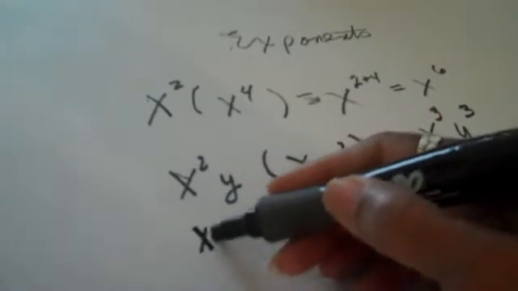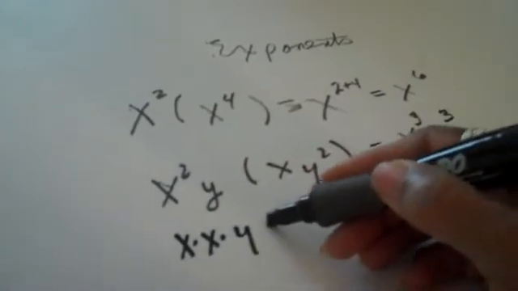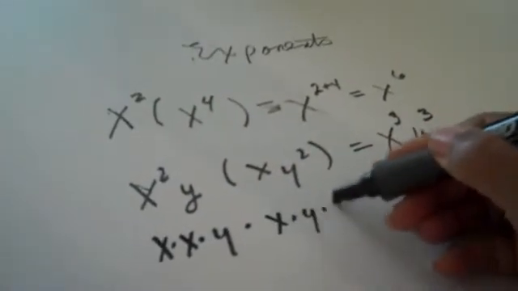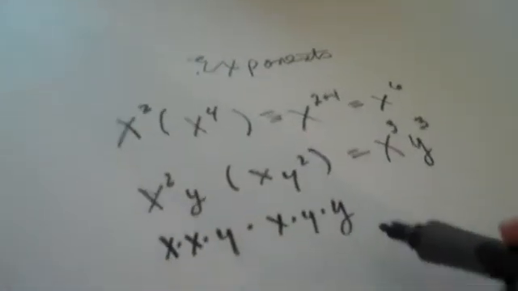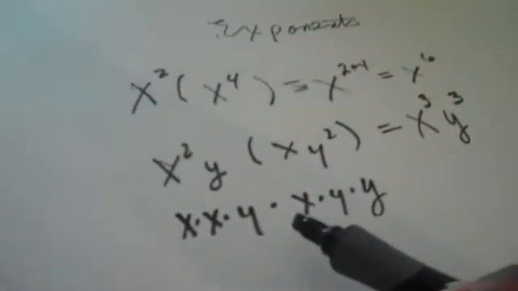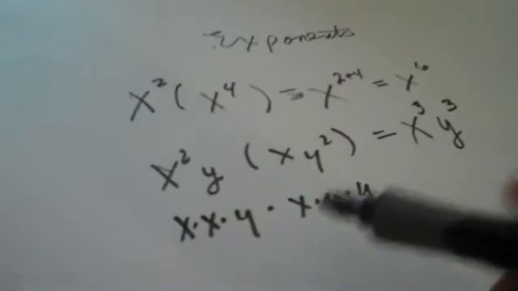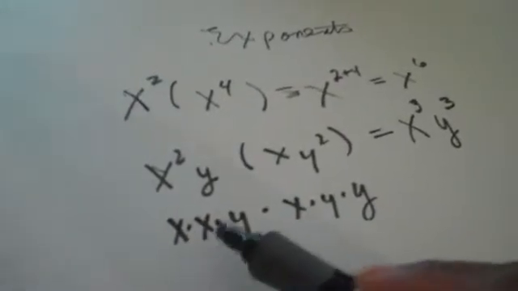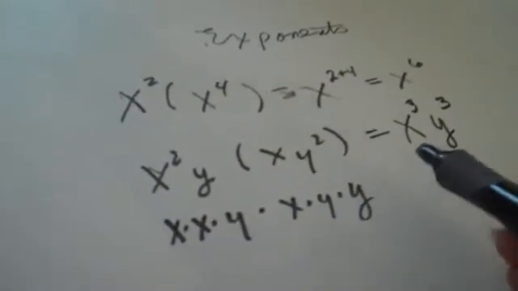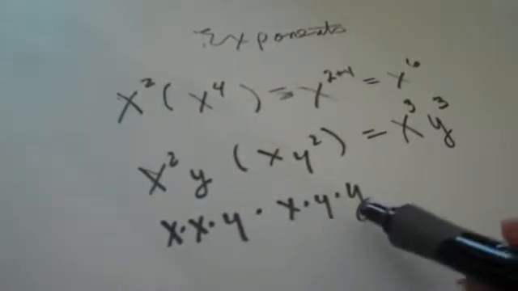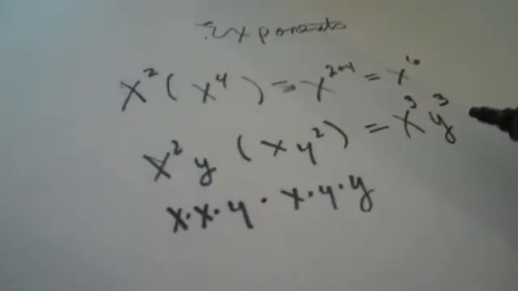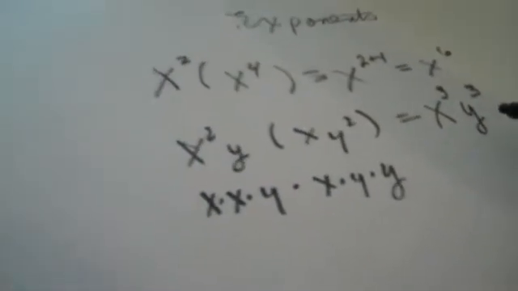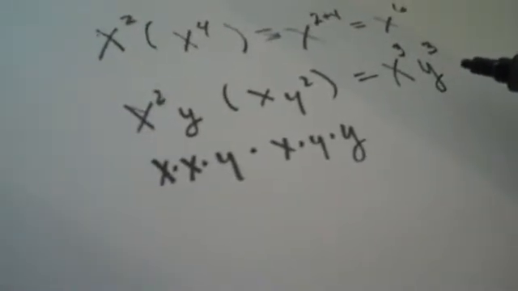Now, you could write this out, and if you wrote it out, this would be x times y times x times y times y. And you see why we add the exponents, because the exponent tells you how many factors of the variable you have. In this case, we have 1, 2, 3 factors of x, which is what we said. And then we have 1, 2, 3 factors of y, which is what we said. And we can get that by adding the exponents.